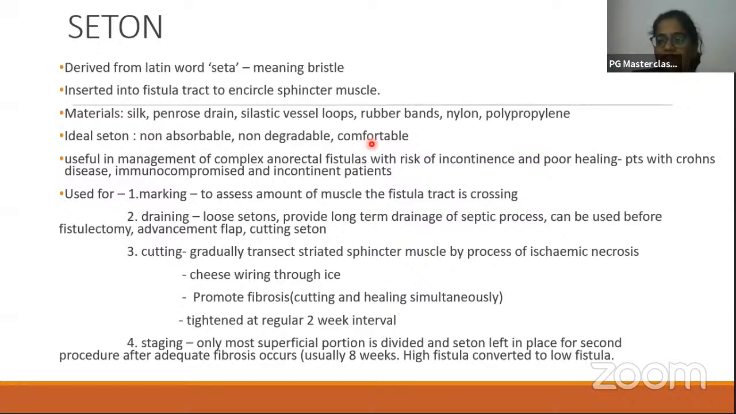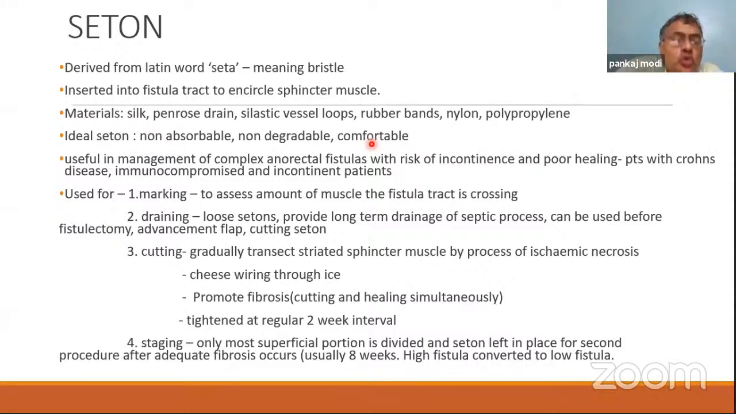In high-lying fistulas or in complex fistulas where surgeries like fistulectomy and fistulotomy cannot be done, the simple answer is when there are chances of injury to the sphincter. In those cases, we put a seton. That is for a cutting seton. What about a draining seton? If there is a collection along with the fistula tract, before we go for a definitive surgery, we can put a draining seton for continuous drainage of the pus. And later on, once a certain amount of healing has occurred, we can go for the definitive surgery.